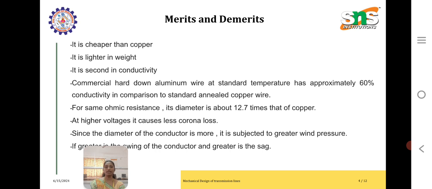Since the diameter of the conductor is more, it is subjected to greater wind pressure, so the swing of the conductor and the sag are greater. Compared to copper wire, aluminium has greater sag. When we place a conductor between two poles, it will have a U-shaped structure and will not be straight. That is what we call sag. So if we use aluminium wire, the sag is greater, and this may be avoided. But comparatively, it is cheaper and has 60% conductivity.